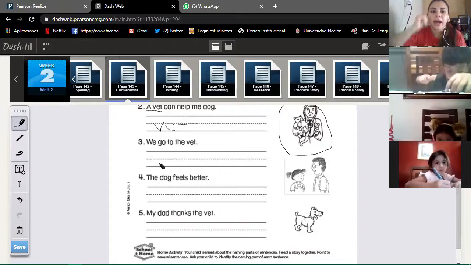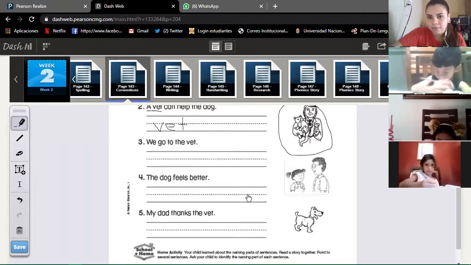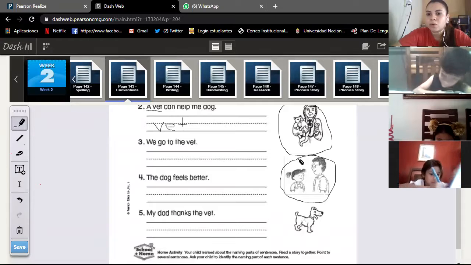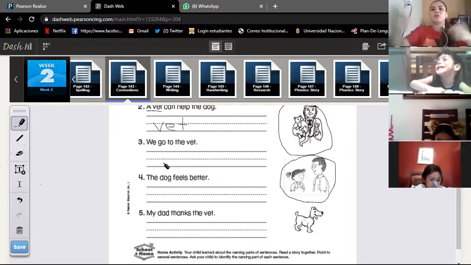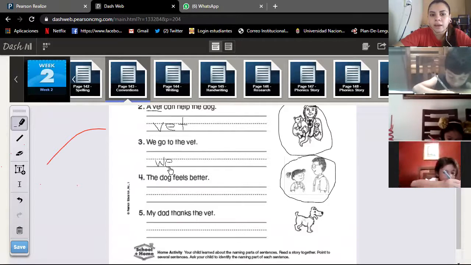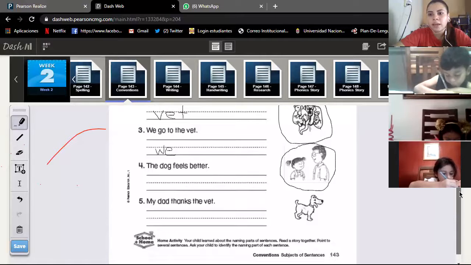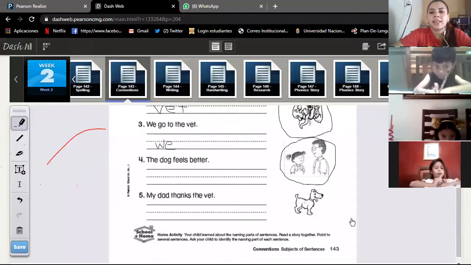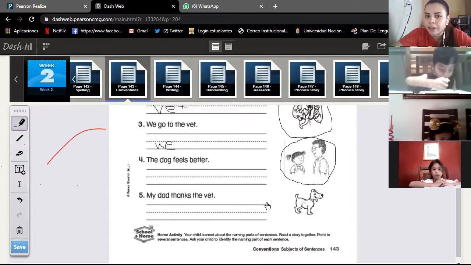Okay, number 3. We have, we go to the vet. Who is the subject in the sentence in number 3? We go to the vet. We. Excellent. W-E. Finish? Yes. Excellent. In the sentence number 4, we have, the dog feels better.